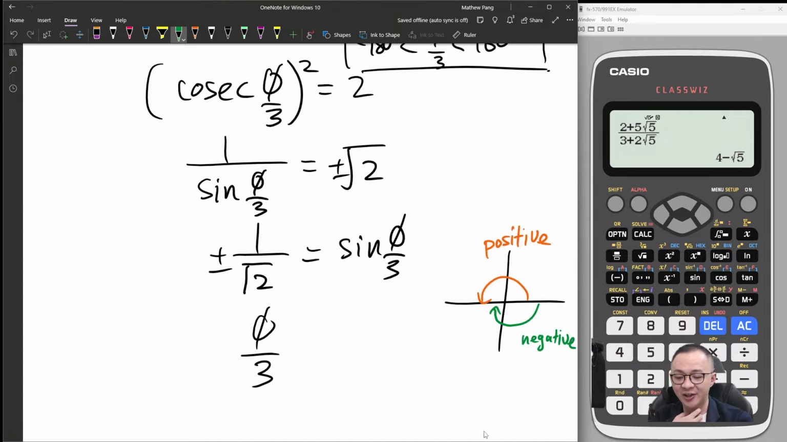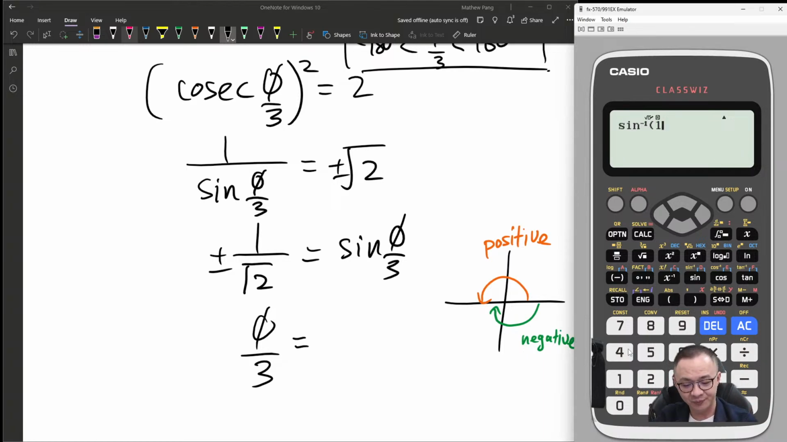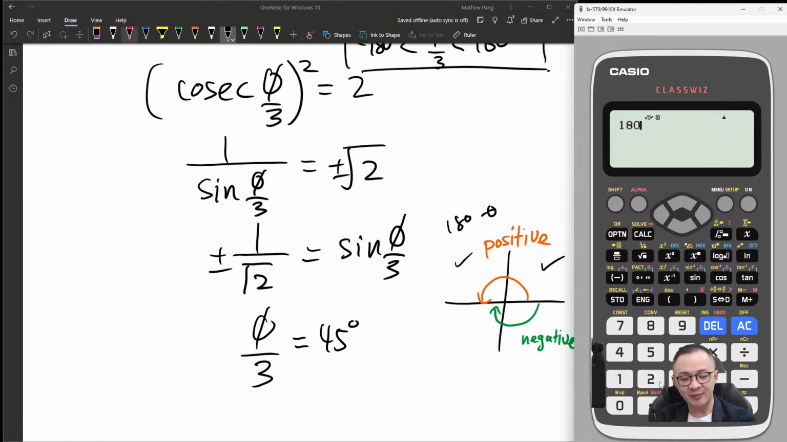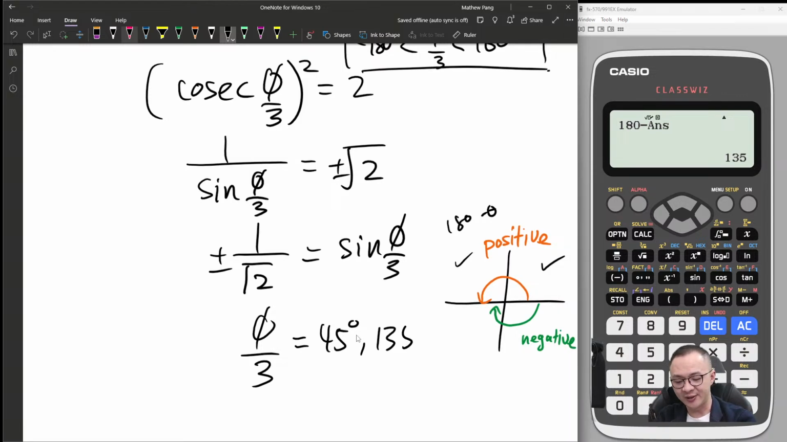Okay, if you have no idea what this is, then you have to go and learn the basics of trigo. This is about the quadrants, because positive angle will rotate anti-clockwise. Negative angle will rotate clockwise. Okay, so if I inverse sine for this one, I should get 45. I get 45 as my first answer. Then the second quadrant is 180 minus theta, right? So 180 minus 45 is 135. I got the second answer.